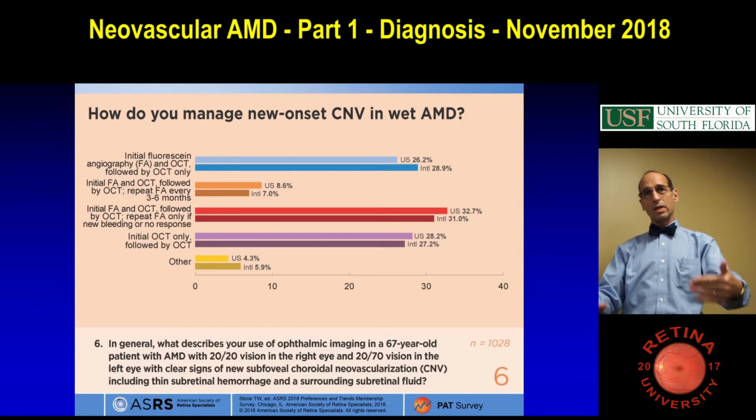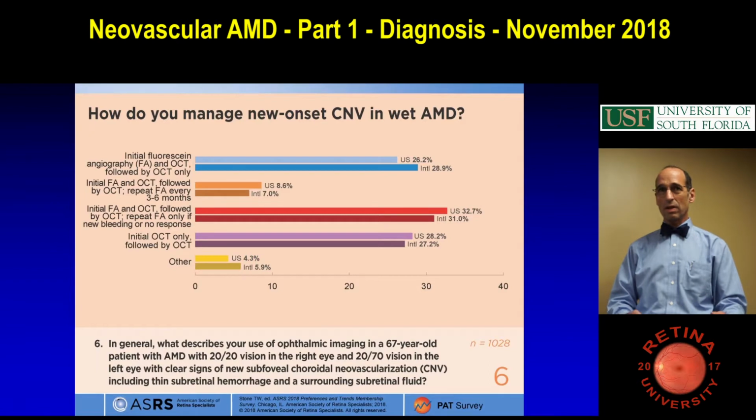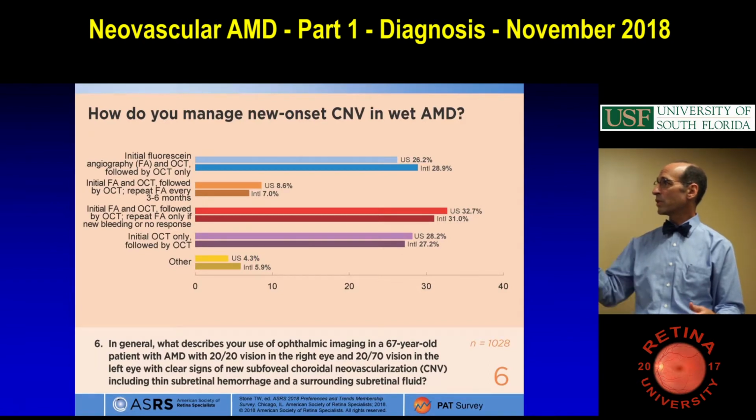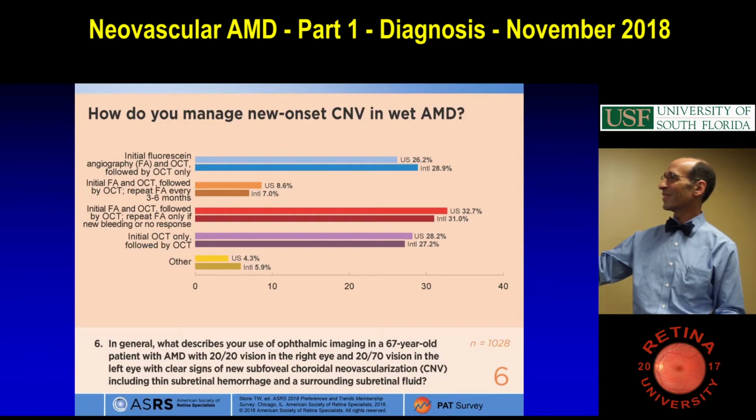Do you get OCT, FA, and ICG? For a brand new patient, I get OCT, FA, and ICG. Honestly, I probably don't need the ICG a lot of the time. You're just looking for polypoidal. Most people get some sort of testing. So if you look at the US, 26% get FA and OCT, followed by OCT only.